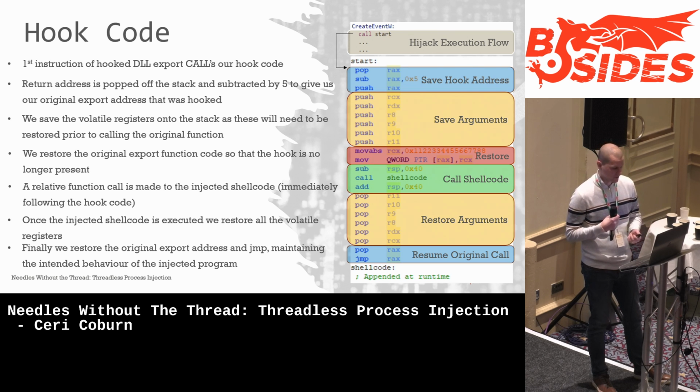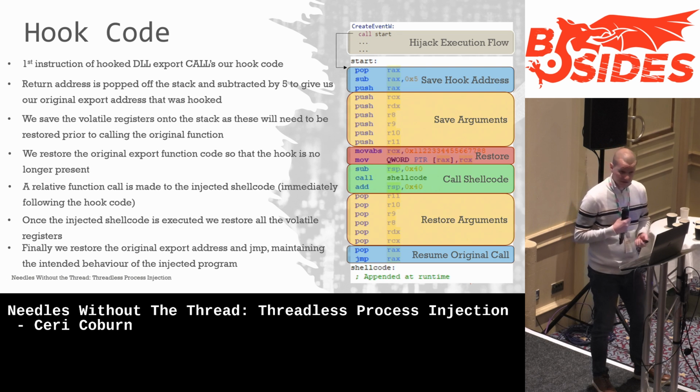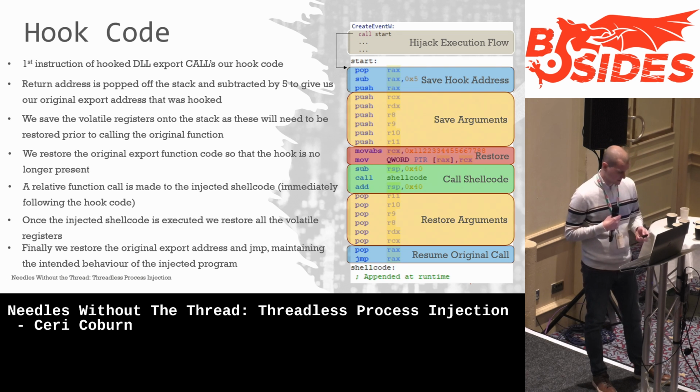You don't want your program to crash once your shellcode is executed. So these last few stages are there to restore that behavior and make sure that CreateEventW API call succeeds as it would have even if you hadn't patched it.